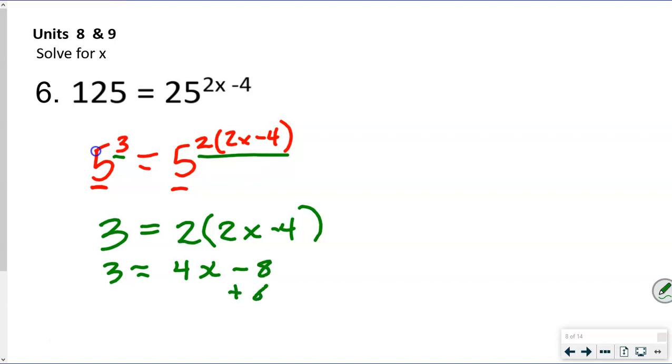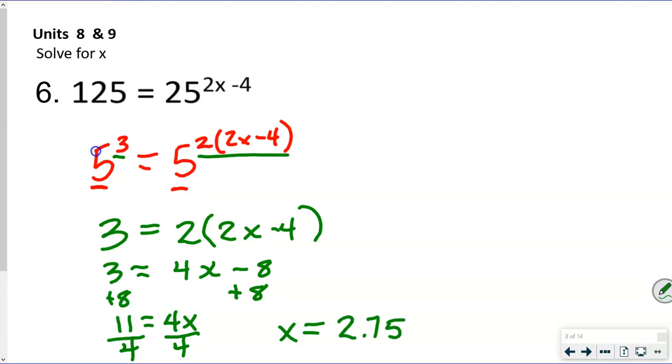Then I'm going to add 8 to both sides. So that's 11 is equal to 4x. I'm going to divide both sides by 4. And recall, guys, everything I'm saying is what you need to write, okay? So that's going to be 2.75.